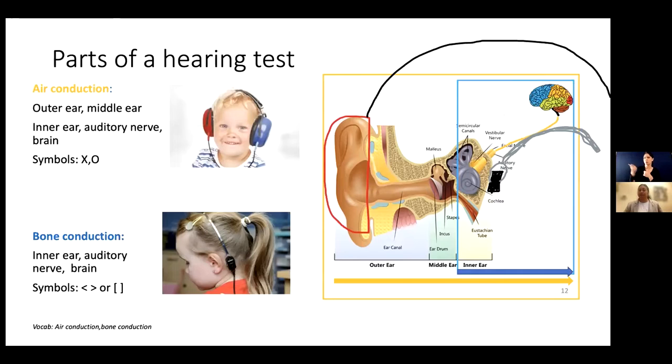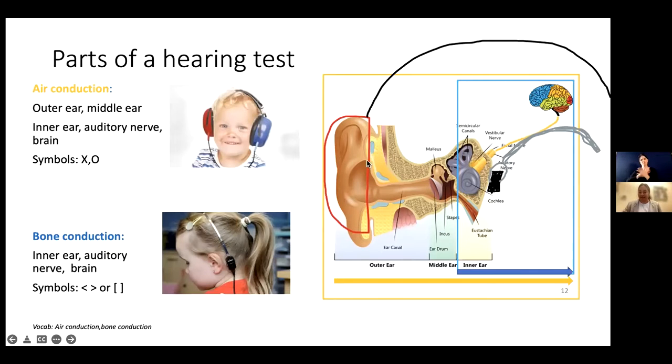So during the typical hearing test, your child's hearing level is measured in two different methods, via air conduction, and bone conduction. Air conduction is measured via headphones, like this little guy is wearing here. And air conduction essentially presents sound to your child in a similar way to how they hear in everyday life, meaning that sound has to travel through the entire hearing system.